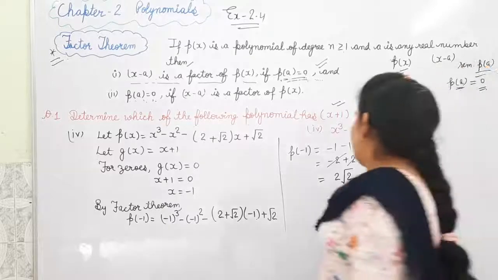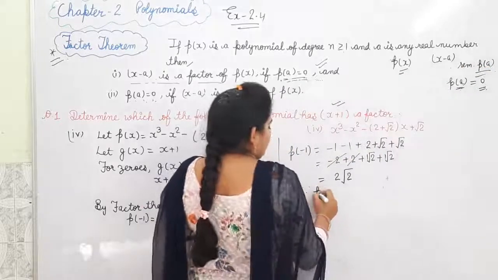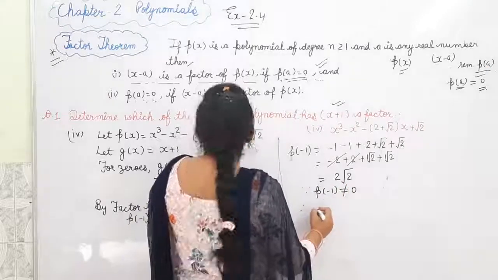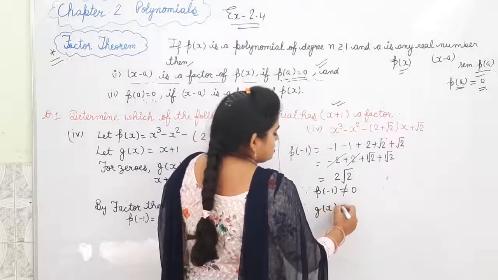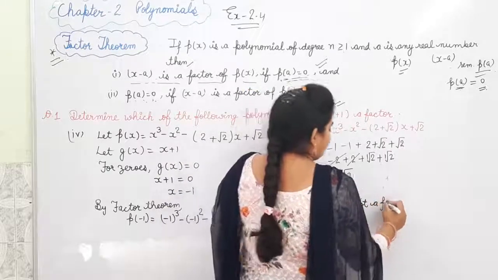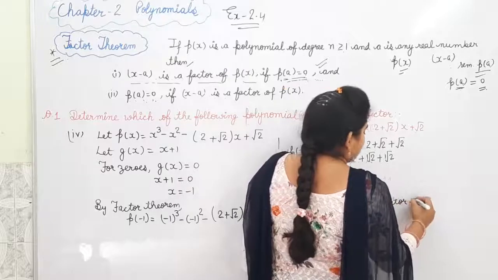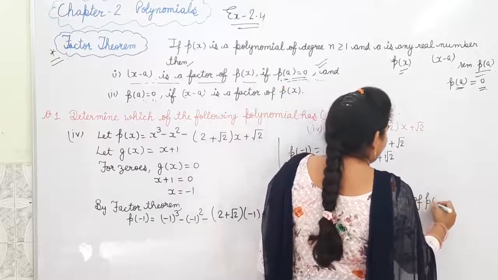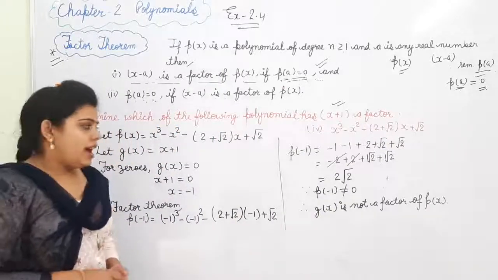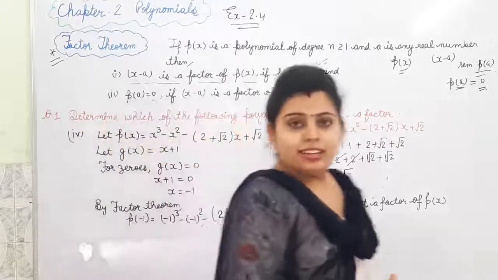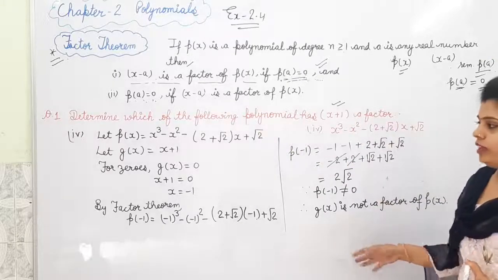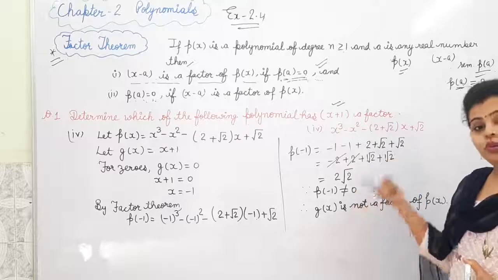So what we will write, dear students? Because P of minus 1 is not equal to 0. So g of x is not a factor of P of x. This is our question number 1. I think this is very easy. Yes? Tell me. So, this is our question number 1. We have done it completely. Now come to next question.